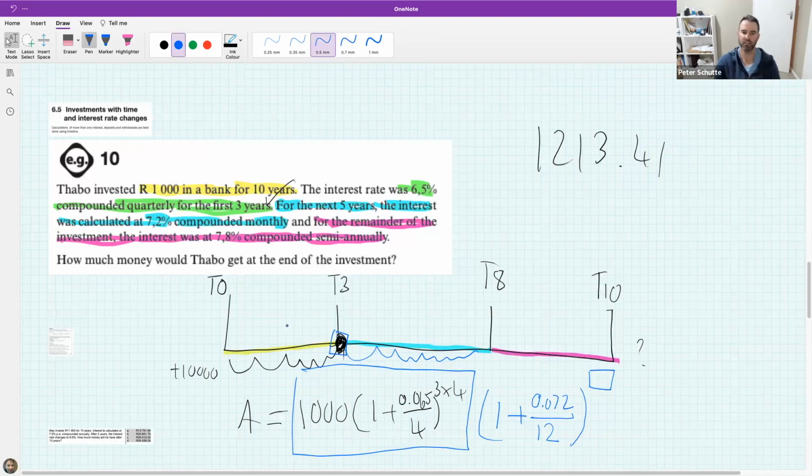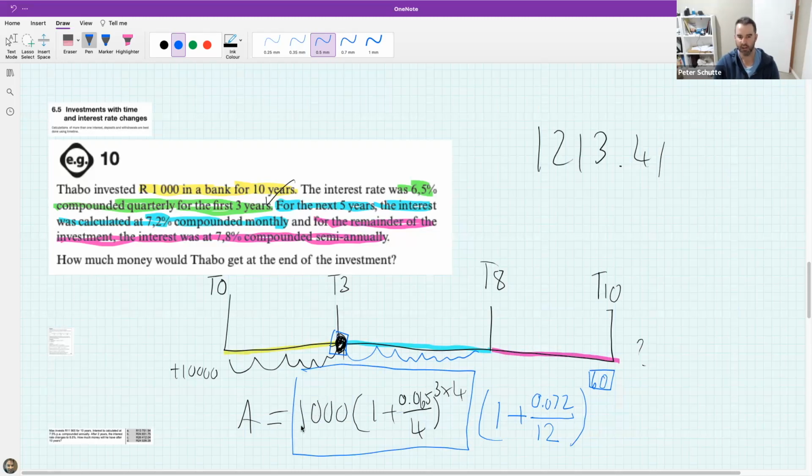So because, if I look at my timeline, I go from T3 to T8, that's 5 years, but I don't want years, I want months. It's 5 times 12, which is 60. Now, if I put this whole long thing in my calculator, I want to see what you guys get.